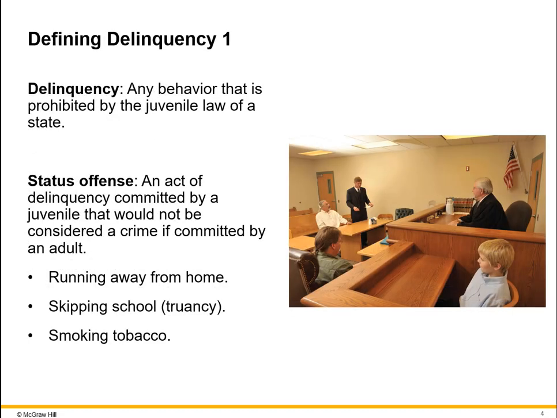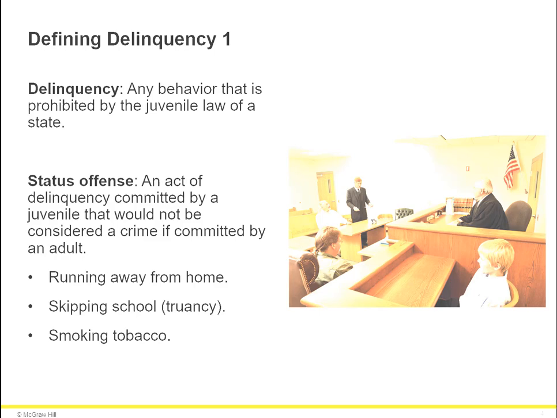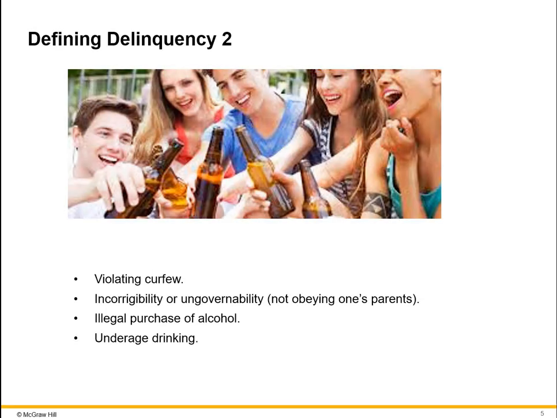Delinquency is defined as behavior prohibited by law, or things that are required in your specific state. An example is truancy. A status offense is an act of delinquency committed by a juvenile that would not be considered a crime if committed by an adult, for example, violating curfew, incorrigibility or ungovernability, illegally purchasing alcohol, and underage consumption of alcohol.